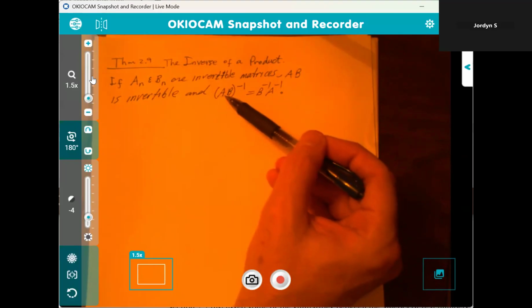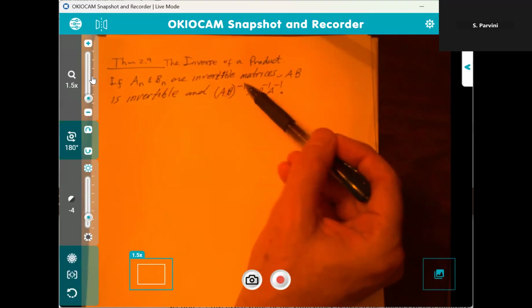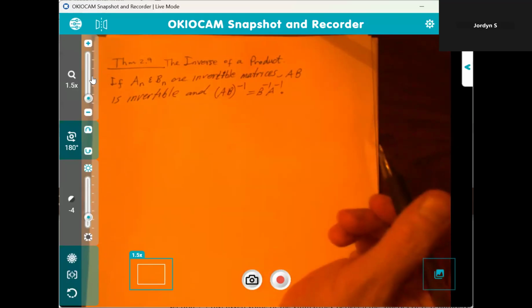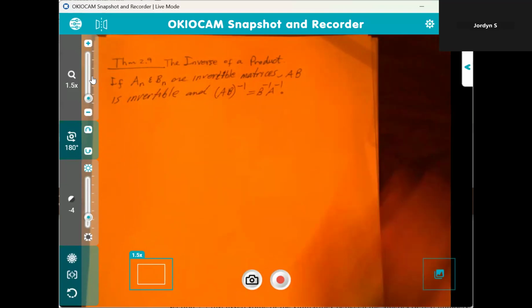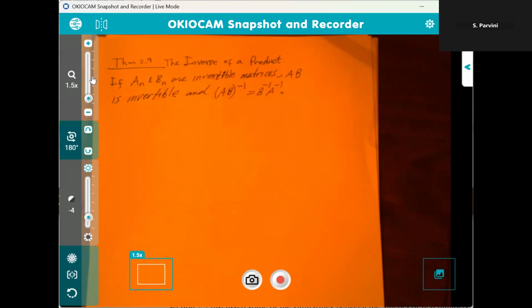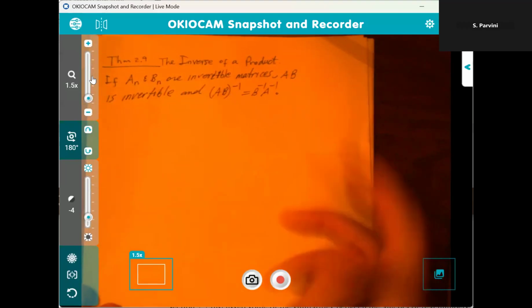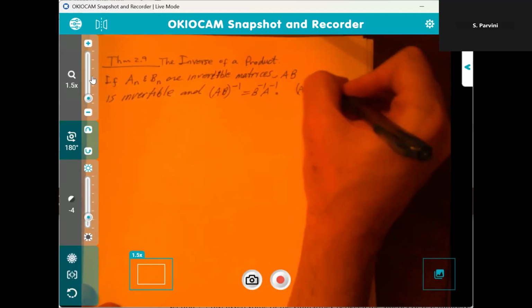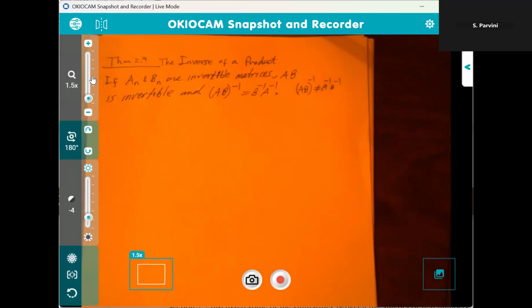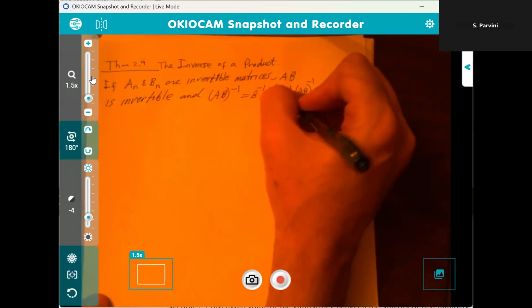So AB inverse is not A inverse B inverse. I just had a quick question about that. Yes, Jordan. So I don't know if it applies at least to this chapter, but when you say AB inverse equals B inverse A inverse, does the fact that it's BA matter and not AB? Yes, it does. Absolutely. Let me write that. AB inverse does not equal A inverse B inverse. So that unfortunately doesn't work.